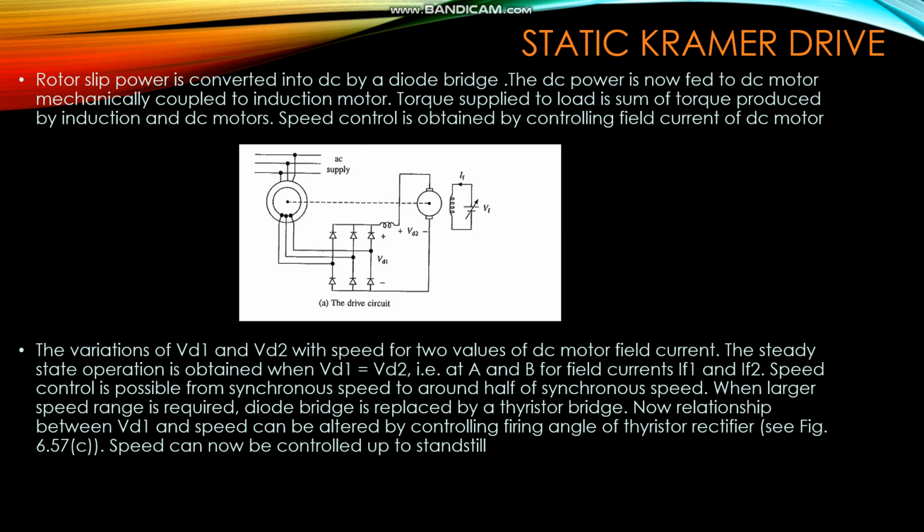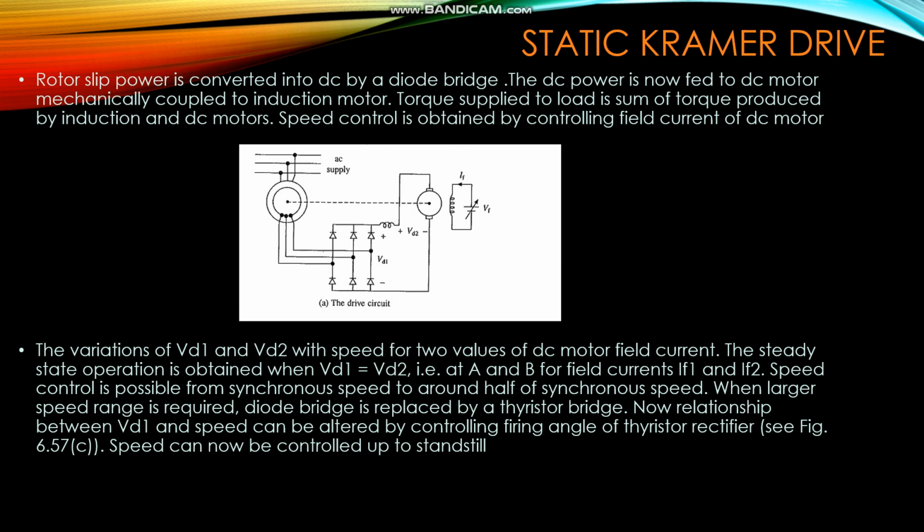Next, the static Kramer drive. In the static Kramer drive, a separately excited DC motor and the induction motor are connected through the same shaft, and the separately excited DC motor has field control. Since these two motors are connected to the same shaft, both can drive the shaft. When you want to reduce the speed, there will be more kinetic energy.